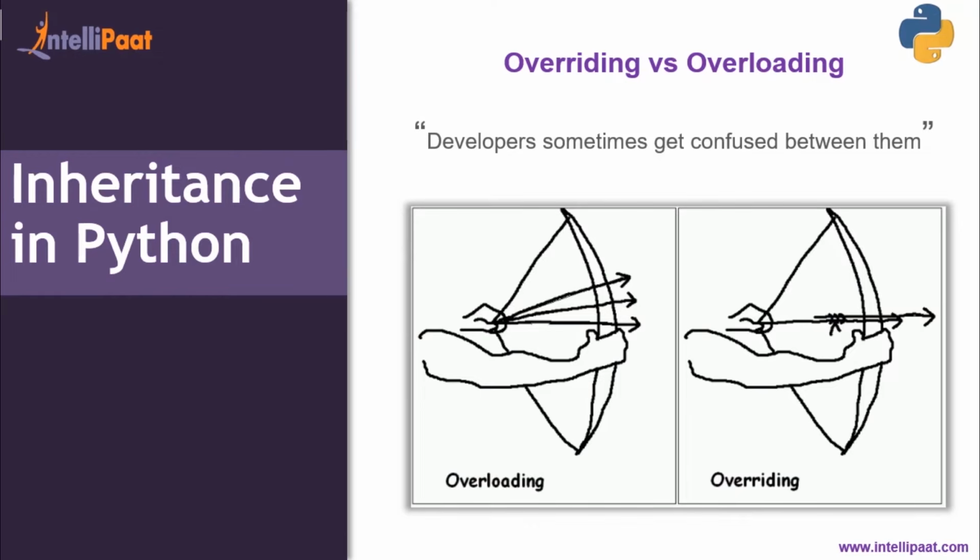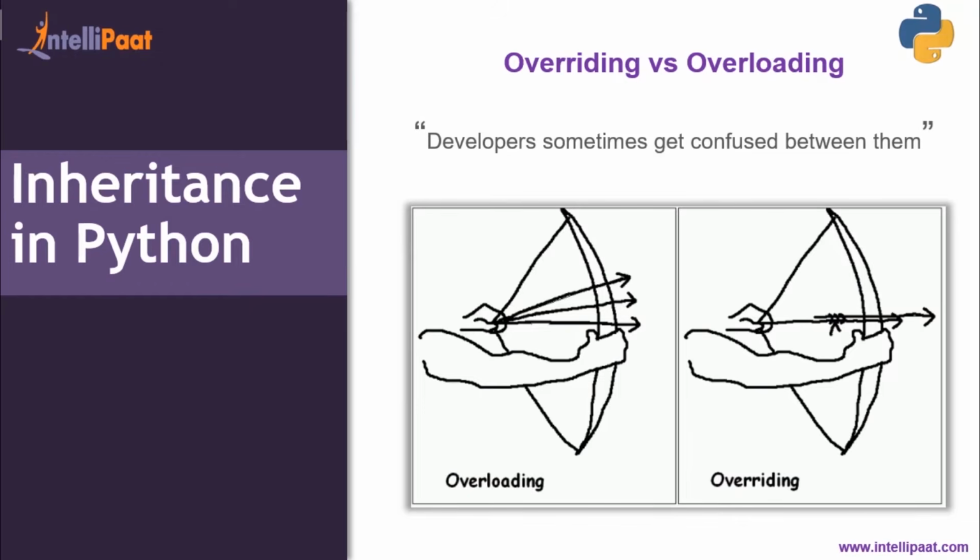Developers sometimes get confused with the concept of overriding and overloading. So some basic differences that you must keep in mind: overloading is using the same method name with a different parameter signature. The key point here is that the return type doesn't matter. It may be the same or different. And overloading may occur in the same class or subclass.